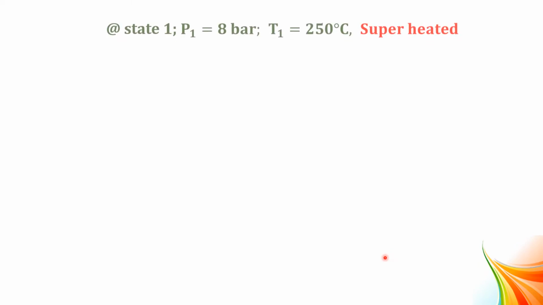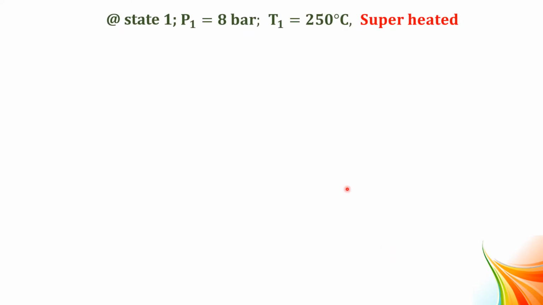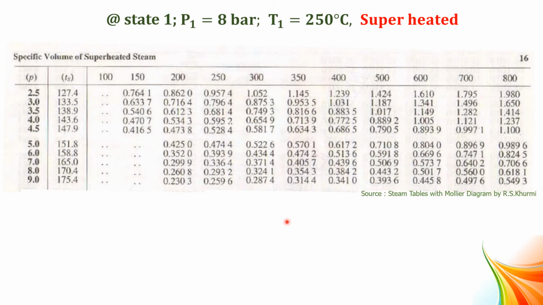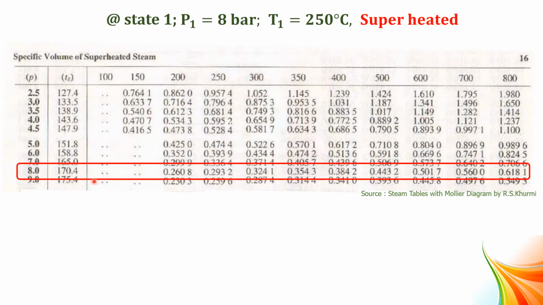Now we have to find out the specific volume v1. For calculating the specific volume, we have to go to the specific volume of superheated steam table, page number 16, corresponding to a pressure of 8 bar and temperature of 250 degrees centigrade. We note down the specific volume value. Specific volume v1 equal to 0.2932 meter cube per kilogram.